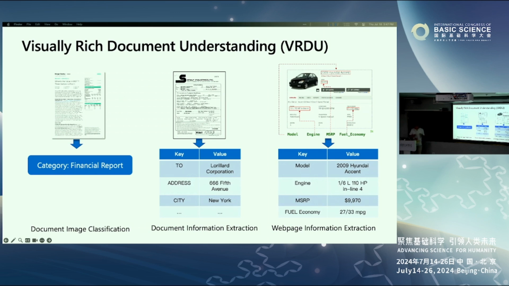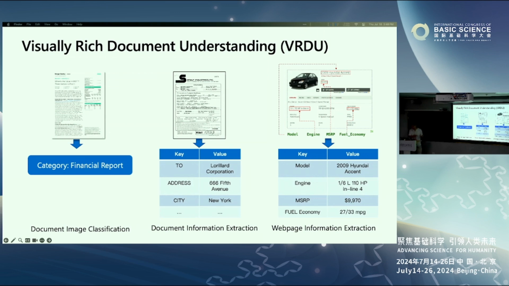These are some representative tasks of visually rich document understanding. The very simple one is document image classification. Given a PDF like a financial report, the model needs to classify this image with some label, like financial report. Another is document information extraction. Given a very complex document, maybe a form or a scientific report or paper, the model needs to extract some meta information, like key-value pairs or other structured information.